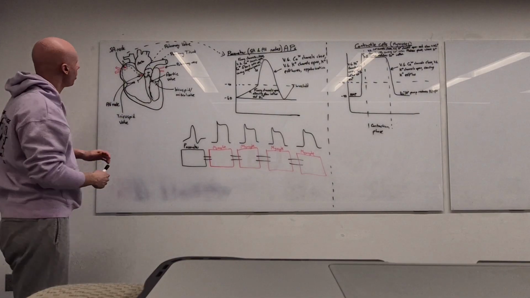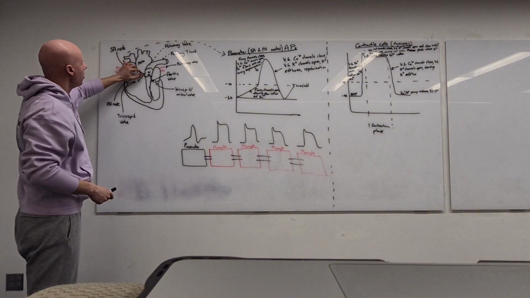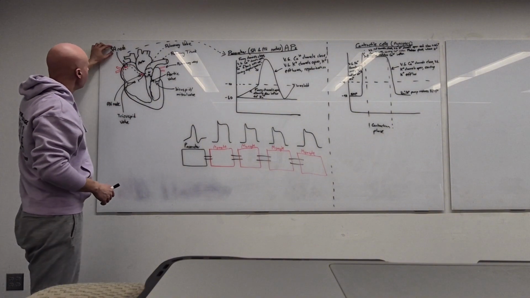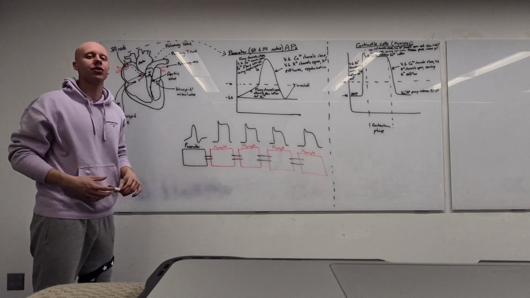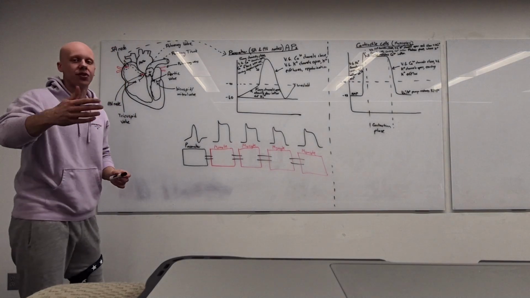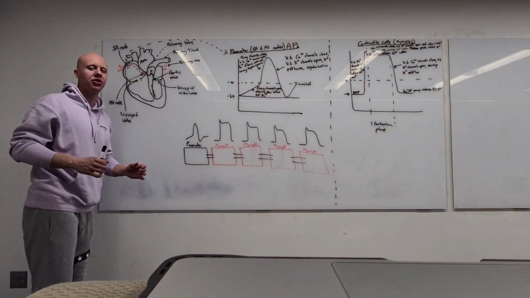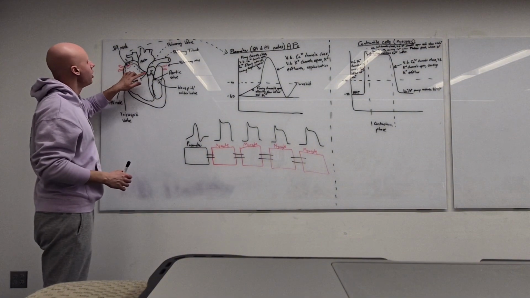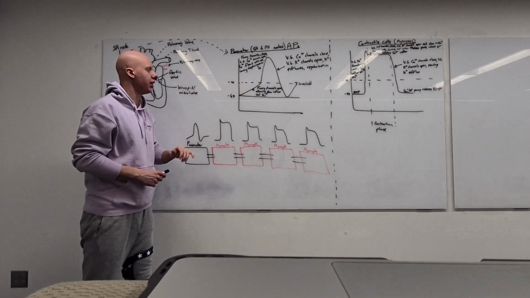Okay, so we start out, we have our heart, we have our SA node and our AV node. The SA node is the node that is going to spontaneously depolarize. So it doesn't need a signal to tell it to depolarize. It's just going to spontaneously do it. So it's the SA node and the AV node that are going to follow this pathway of the action potentials.